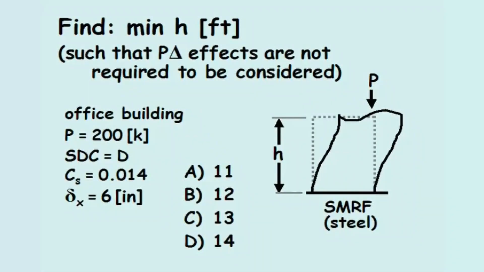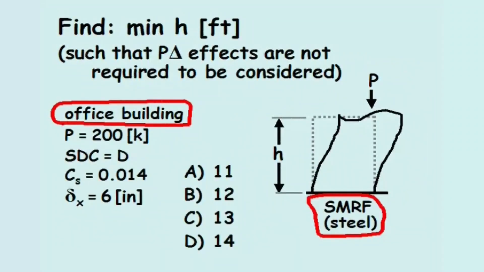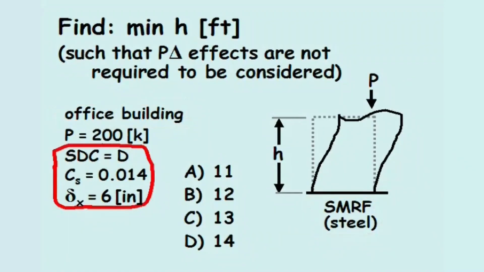Find the minimum height of the building, h, in feet, such that the P-delta effects are not required to be considered. In this problem, a building of an unknown height, h, is loaded down with 200 kips. The building is an office building constructed with a special moment-resisting steel frame. The seismic design category, seismic response coefficient, and maximum inelastic drift are also provided.